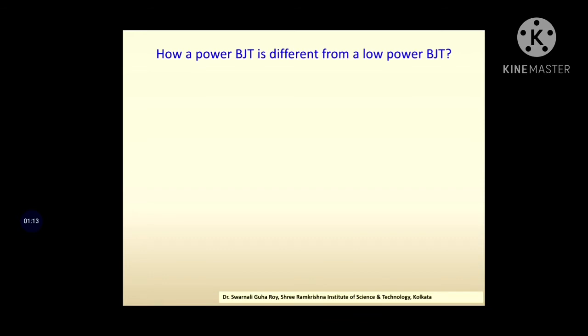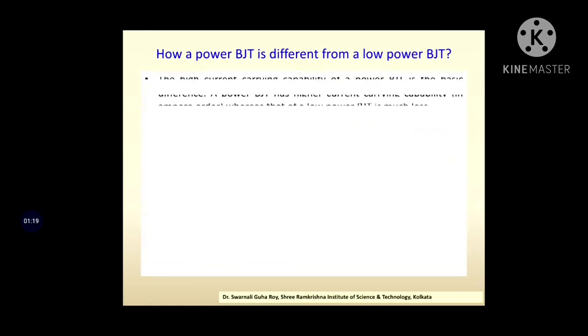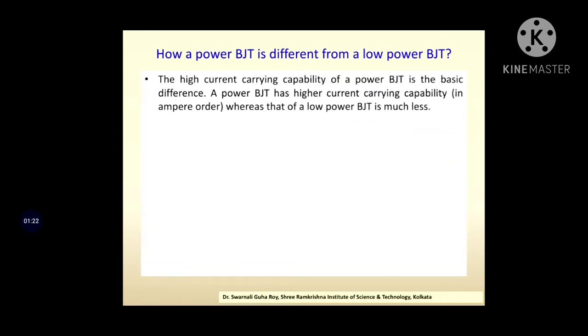Let's understand how a power BJT is different from a low power BJT. The high current carrying capability of a power BJT is the basic difference. A power BJT has high current carrying capability, which is of the order of amperes, whereas that of a low power BJT is much less. The current gain, beta, of a power BJT is much less than that of a low power BJT. I can say it is one of the important drawbacks of a power BJT.